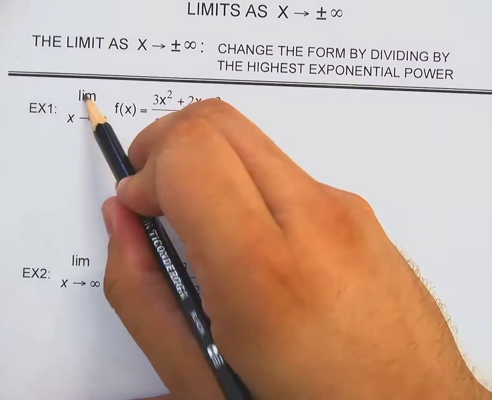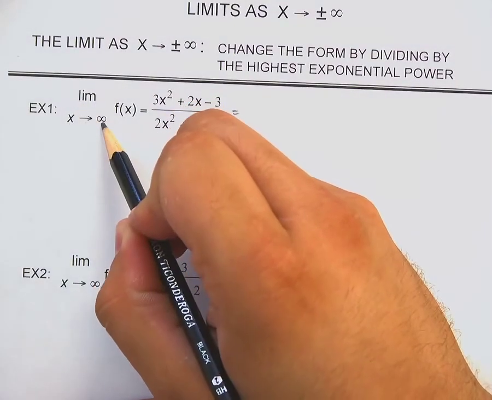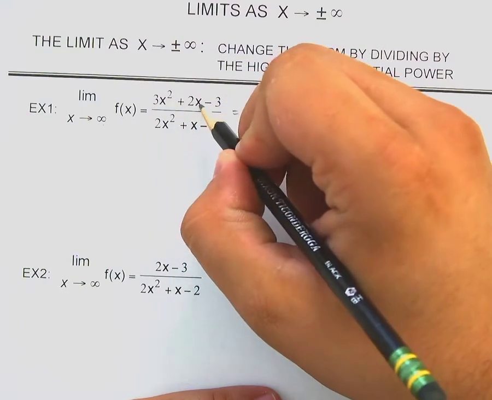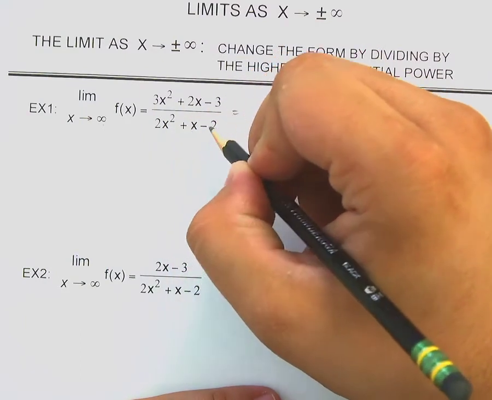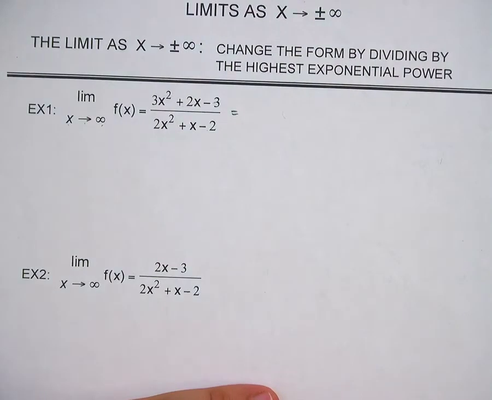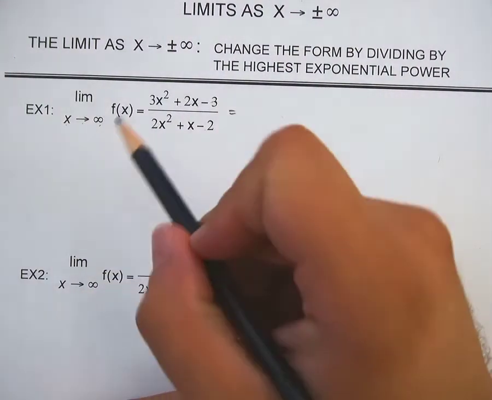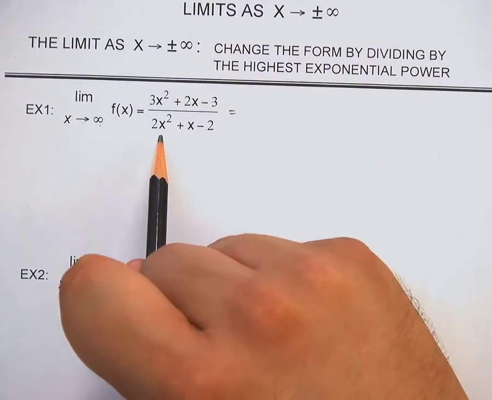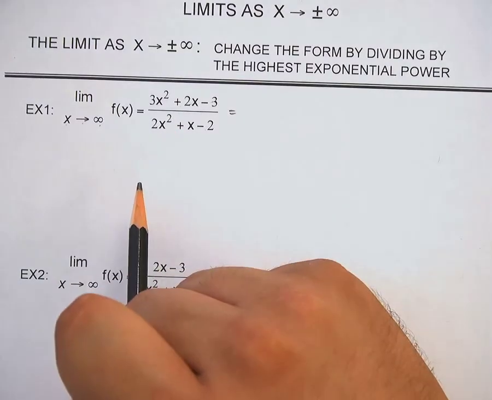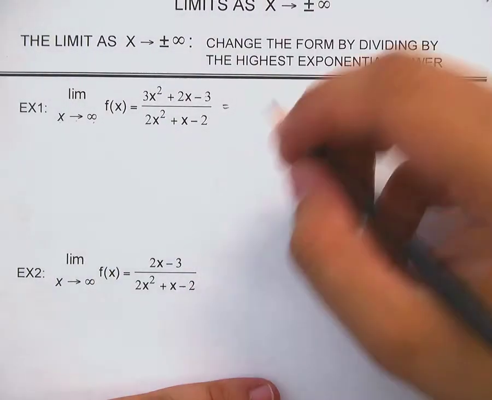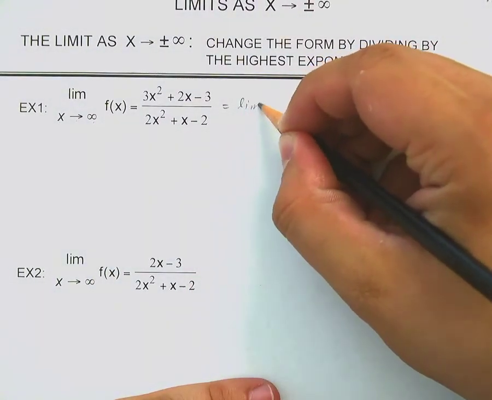You've got the limit as x approaches positive infinity of (3x squared plus 2x minus 3) over (2x squared plus x minus 2). Now, what you're going to do is divide by the highest exponential power. So if you look at this, your highest exponential power is x squared. That's your highest, right?